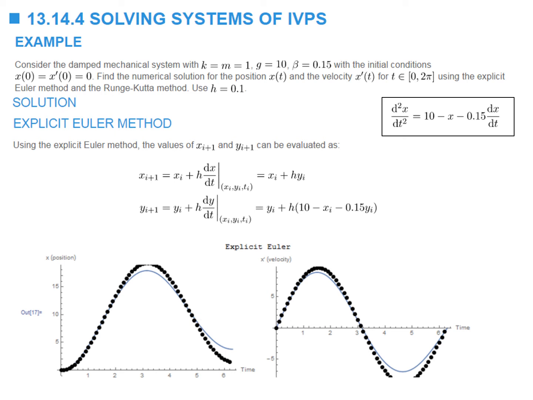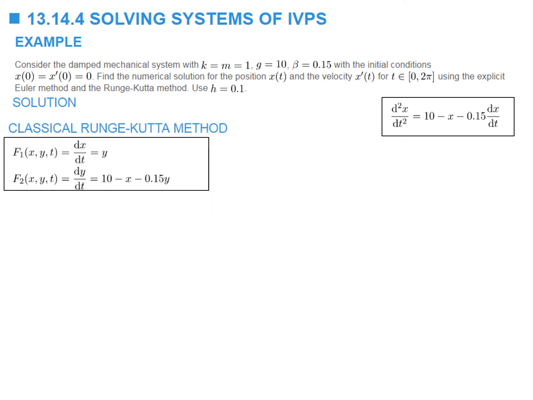So we're going to repeat the same example, but instead of using the explicit Euler method, we're going to use the classical Runge-Kutta method. So again, writing the two equations here, dx by dt is given as y, which is the position, the first slope of position is the velocity, and the velocity, the rate of change of velocity, is the acceleration. It's given by this 10 minus x minus 0.15 y.